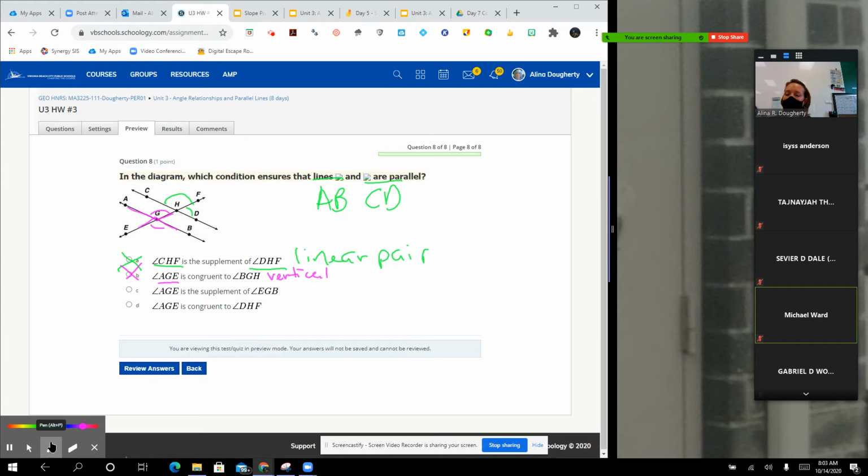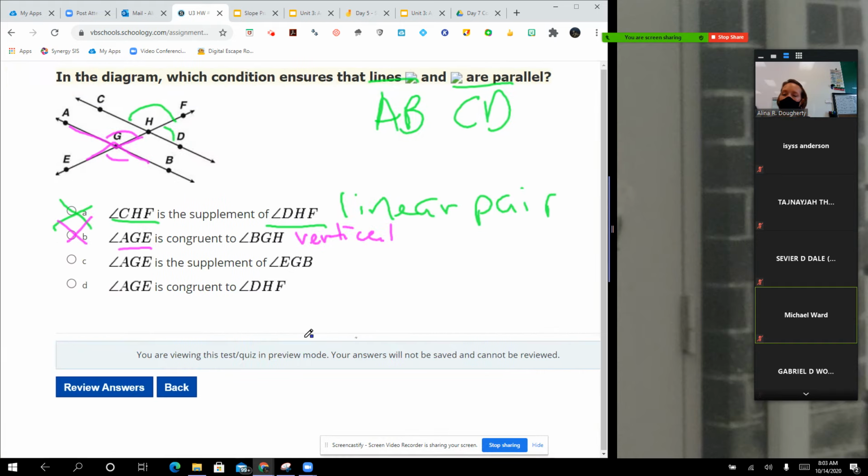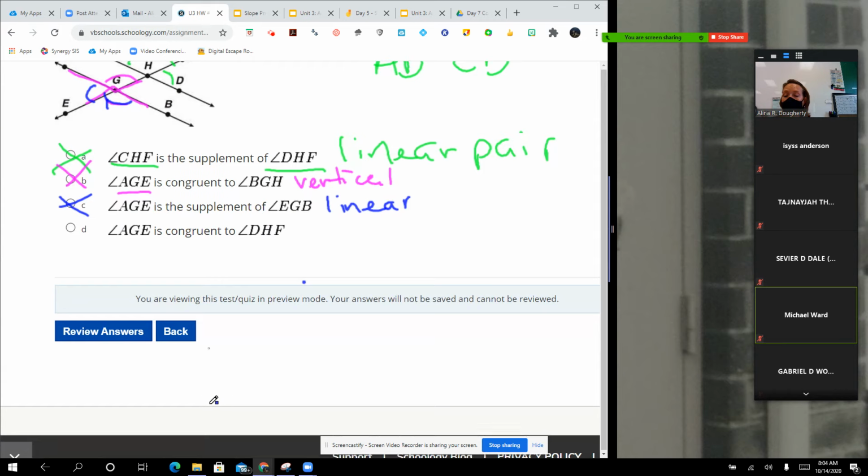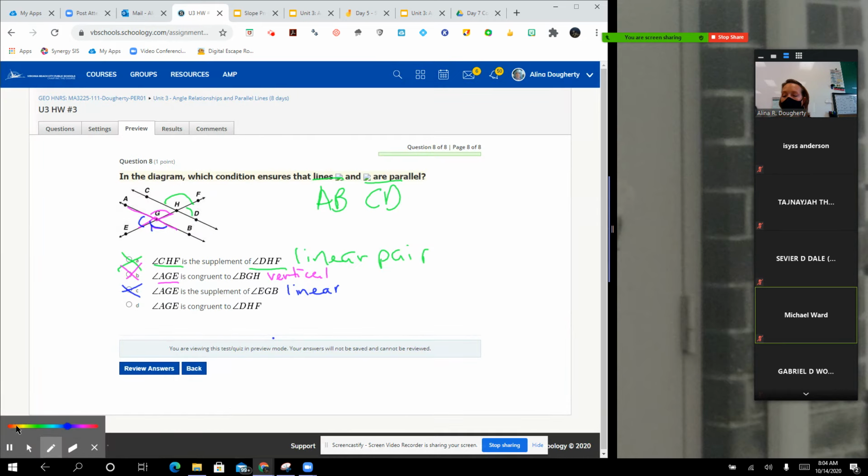If we go to AGE, which is this one, and EGB, this one. So those are linear. Those don't prove anything either. So hopefully our last answer is going to be correct. Let's check it out.